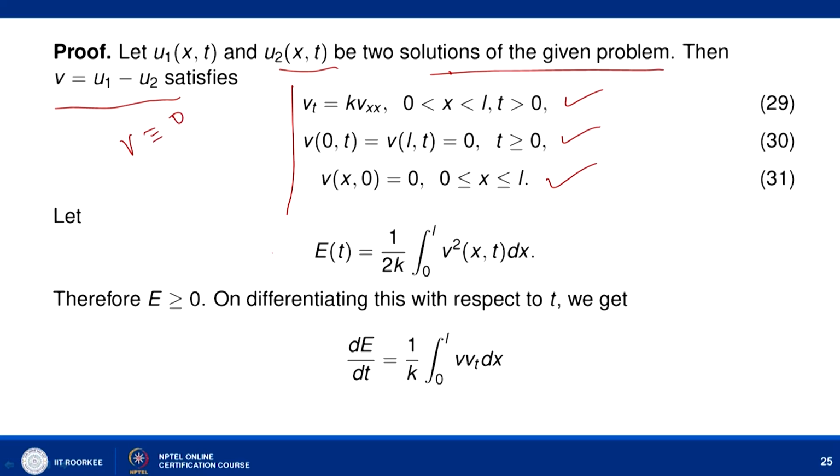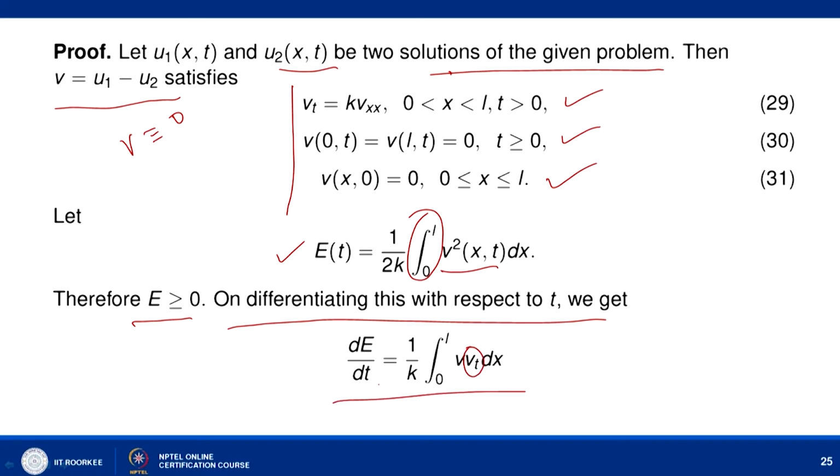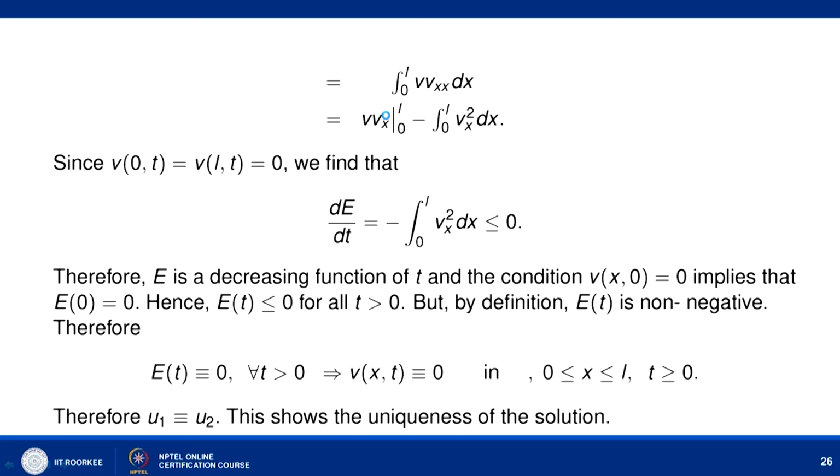To show this, let us assume a generalized energy function E(t) as 1 upon 2k times the integral from 0 to L of V squared(x,t) dx. Now, this integrand is positive, so we can say that E(t) is greater than 0 for all t greater than 0. Let us differentiate this with respect to t. We have dE/dt equal to 1 upon k times the integral of V V_t dx. Now, V_t I can replace by k V_xx, so we can write this as the integral from 0 to L of V V_xx dx. Now we can use integration by parts, and we can write V V_x from 0 to L minus the integral from 0 to L of V_x squared dx.